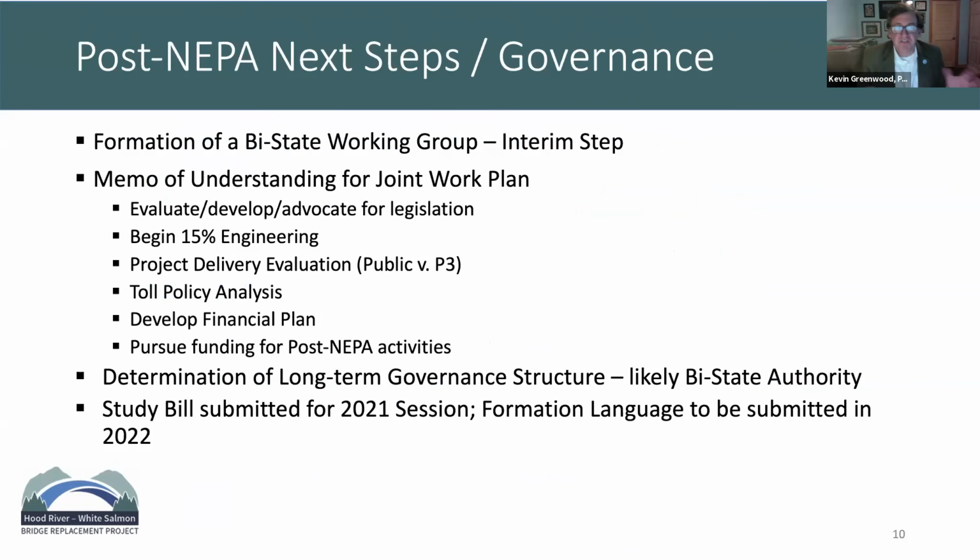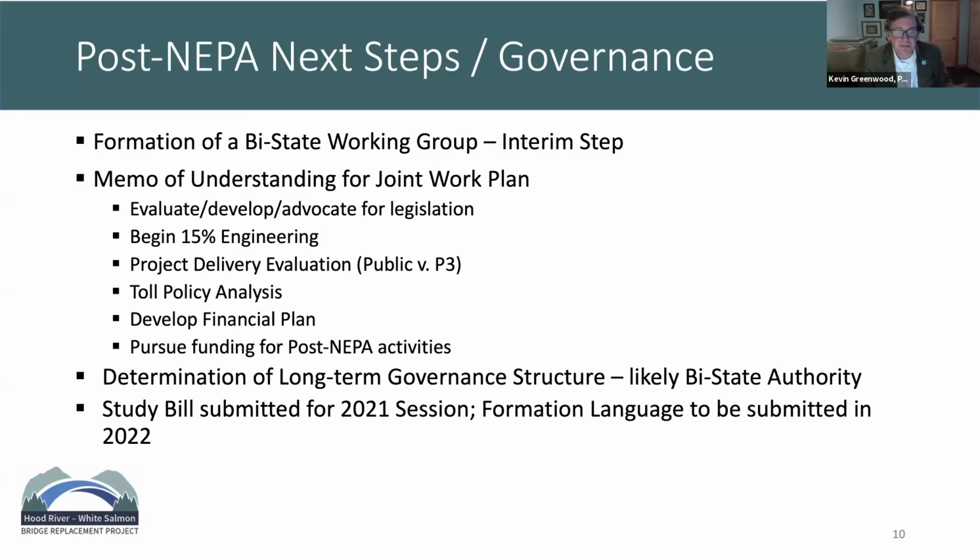Primarily at this point, as much as everybody loves NEPA, there's been a pent-up demand to move past the NEPA and really look at what the governance of the new bridge would be. About 8-9 months ago, 6 local governments formed a bi-state working group, an interim step to develop a joint work plan between the Oregon and Washington communities and determine the long-term governance structure, likely a bi-state bridge authority. It's really been a way for them to advocate for the project.